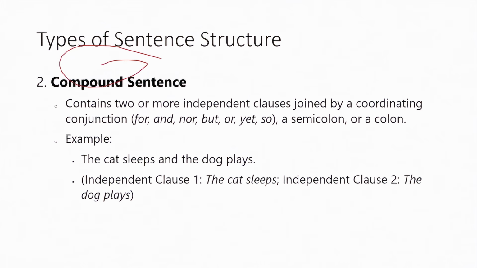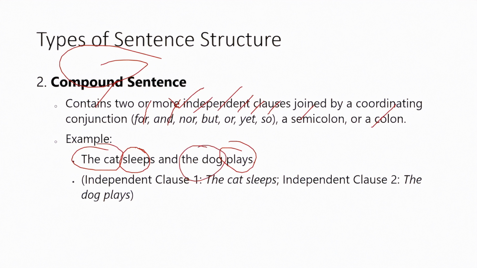Compound sentence. A compound sentence contains two or more independent clauses joined by a coordinating conjunction, that may be for, and, nor, but, or, yet, so, or a semicolon or a colon. For example, the cat sleeps and the dog plays. Look at the verbs: sleeps, plays. Two verbs. The cat, the dog. Two subjects. So two subjects and two verbs.